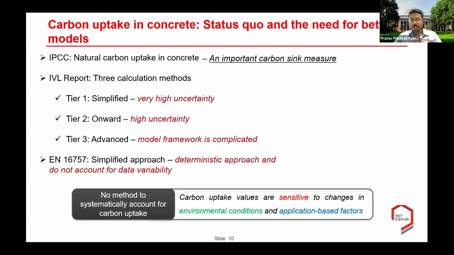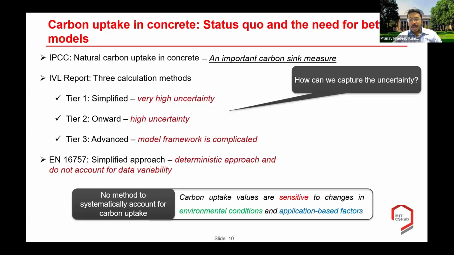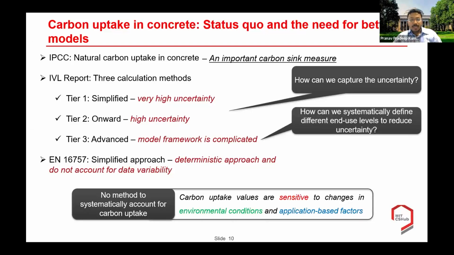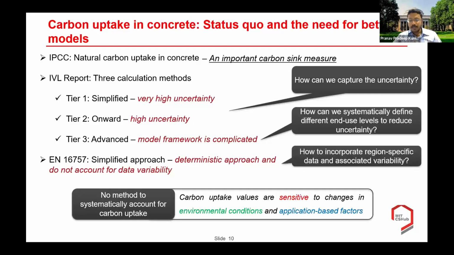Therefore, the questions that arise here are, how can we actually account for the uncertainty due to the assumptions and the lack of sufficient information? How can we systematically define the different end-use levels to reduce the uncertainty? And finally, how can we incorporate region-specific data and the associated variability?